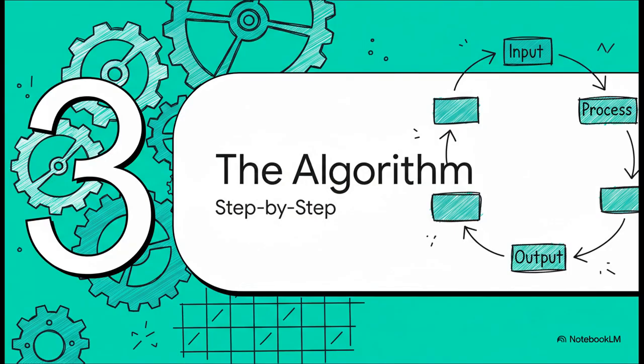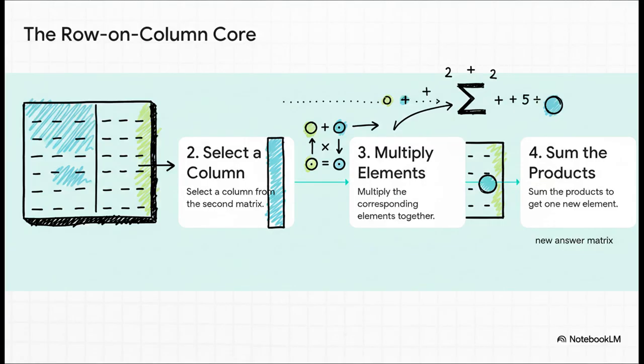All right, so we've established the critical prerequisite. We know if we can multiply. Now, let's get into the mechanics of how to actually do the calculation. We're going to break down the precise algorithm, a process that, I promise, with a little practice, will become second nature. The entire process of matrix multiplication, believe it or not, boils down to one single repeated operation, what we call the row-on-column method.